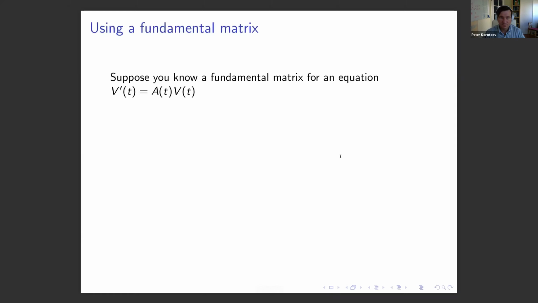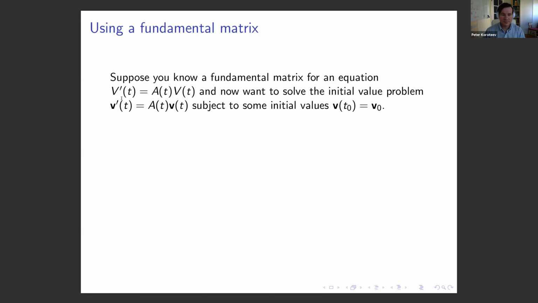Now, if we have computed the fundamental matrix, how can we use it? Suppose we know a fundamental matrix for the equation, capital V prime is equal to A of t times V of t. And now we want to solve the initial value problem subject to the initial condition, vector function V of t0 is equal to V0.